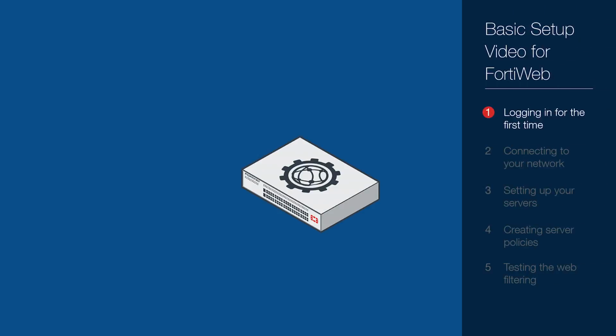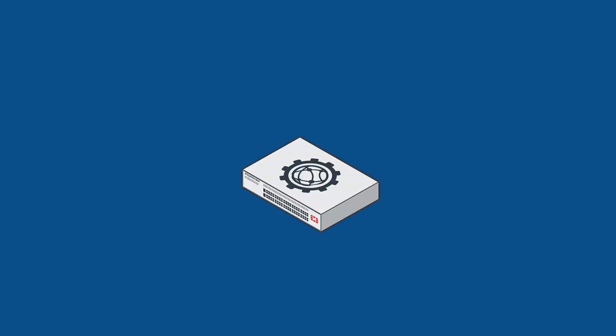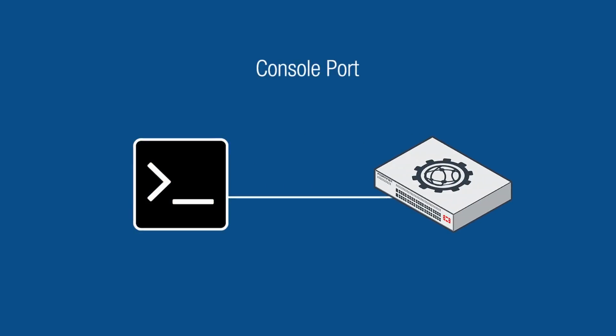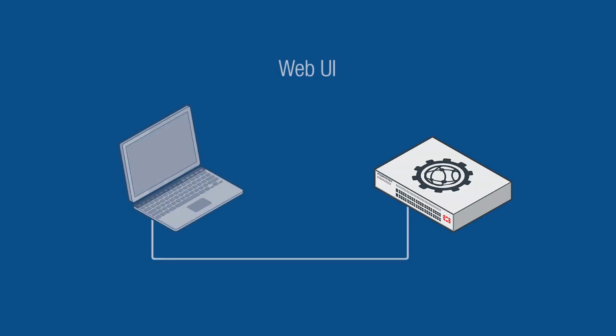The first thing we will need to do is set up the FortiWeb hardware to allow us to configure the system. There are two methods of gaining access to the settings of your FortiWeb unit. The first is through the console port via the command line interface, which is covered in the FortiWeb Quick Start Guide and not shown in this tutorial. The second is through the web UI via your browser.